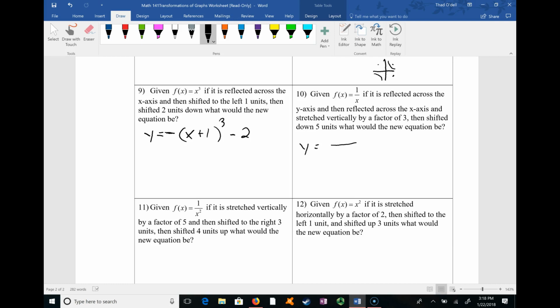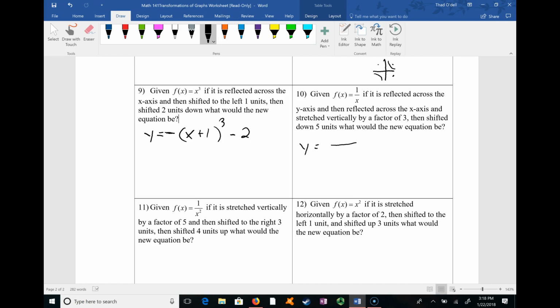Okay? And actually, just as a side note, remember that this is an odd function, and if you rotate 180 degrees, it lands on itself. Reflecting across the y-axis and then the x-axis produces the same result as rotating 180 degrees. So that's a little side note.